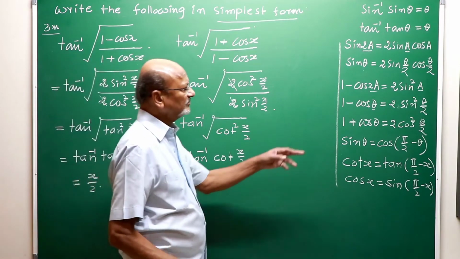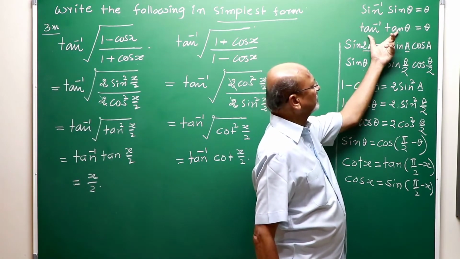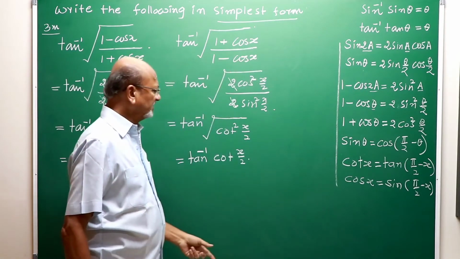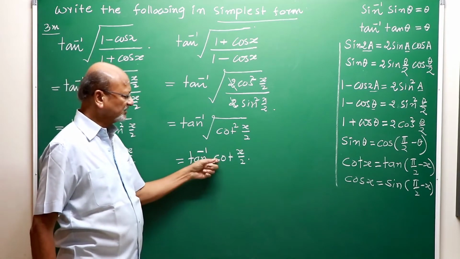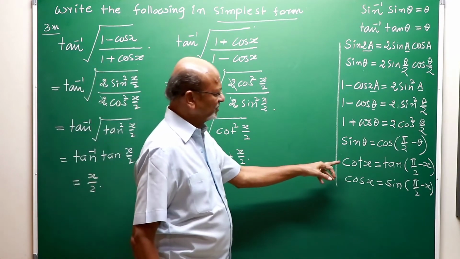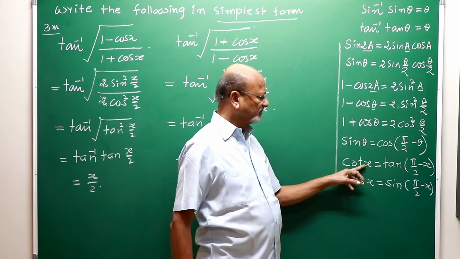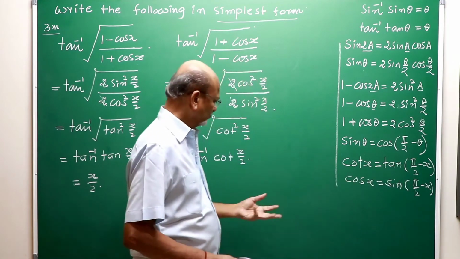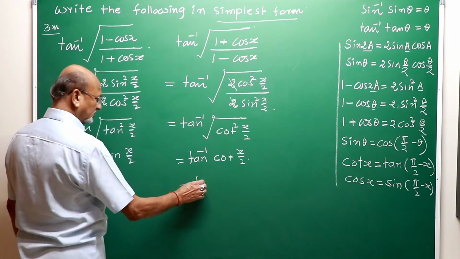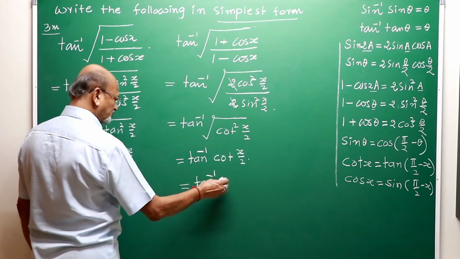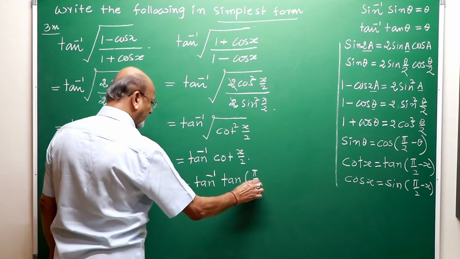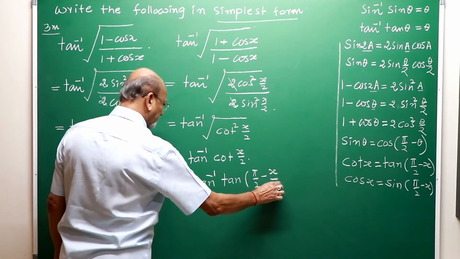See, what is this? Tan inverse of tan theta is theta. Both must be tan. But what about here? One is tan, another is cot. In this case, you know the method of changing from cot to tan. I said here, changing from cot to tan, you have to replace your angle by pi by 2 minus x. Do the same thing. So this is tan inverse, you have to change from cot to tan. In this case, you have to replace your angle by pi by 2 minus x by 2.